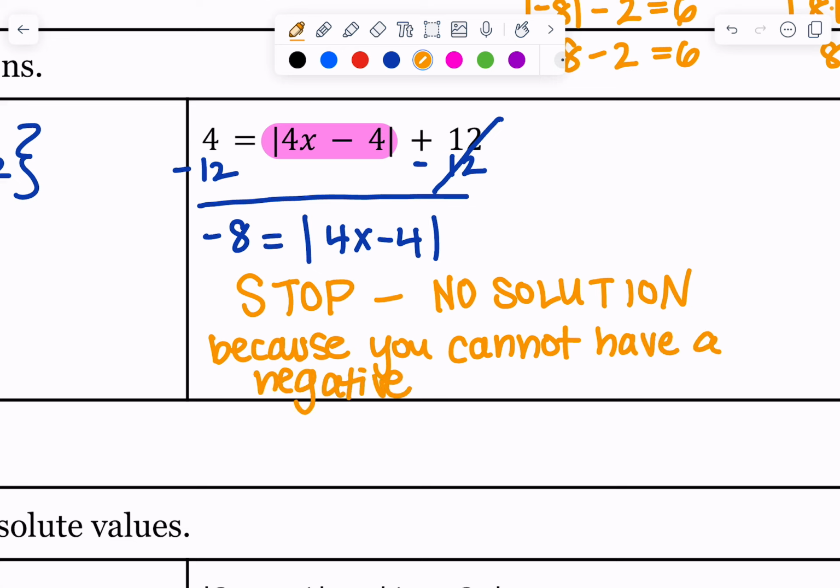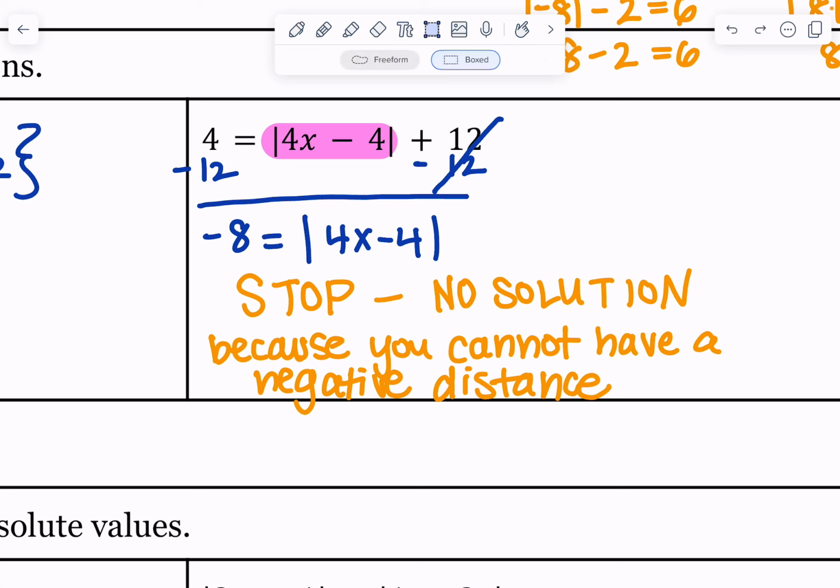So absolute value is considered distance. Absolute value is thus always positive. Here, this is saying that the absolute value of 4x minus 4, no matter what the x is, is negative 8. There's absolutely no way to take the absolute value of anything, no matter what x is, to get a negative 8 answer. So we can stop at this one and say no solution.